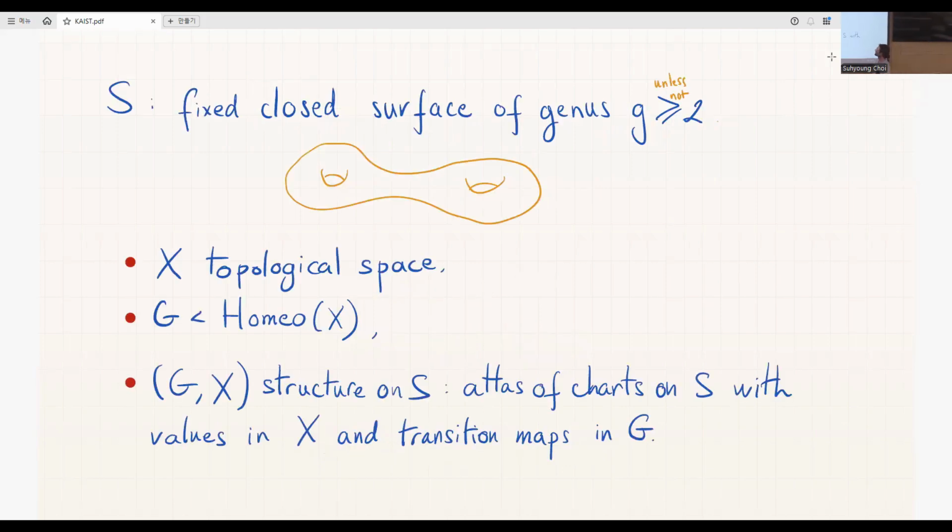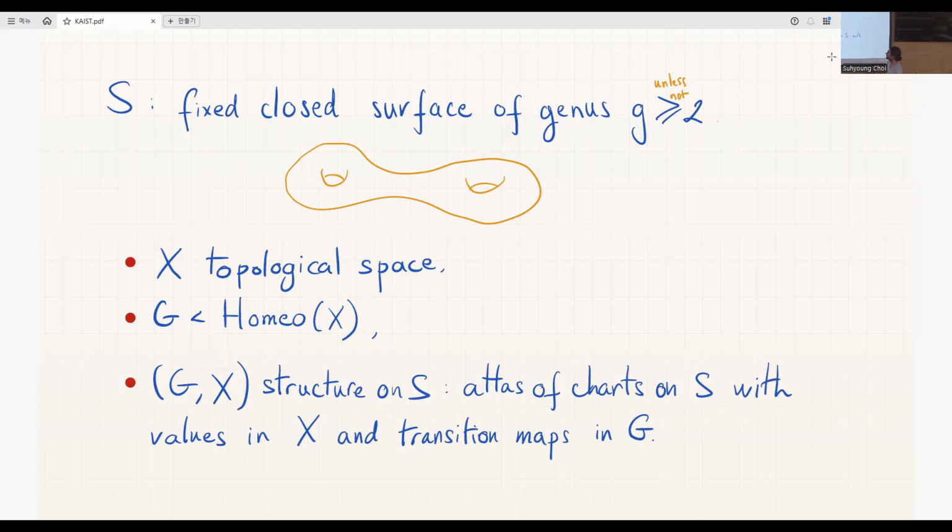Okay, so I'm going to start by fixing a closed oriented surface of genus g that is at least 2, unless I say that it's not. And I even have a picture, so we can really think of the surface as fixed, it's not moving. When X is a topological space and G is a subgroup of the homeomorphisms of X, then a (G,X) structure, or a geometric structure, on the surface is just an atlas of charts on the surface into X with transition maps that are in G.